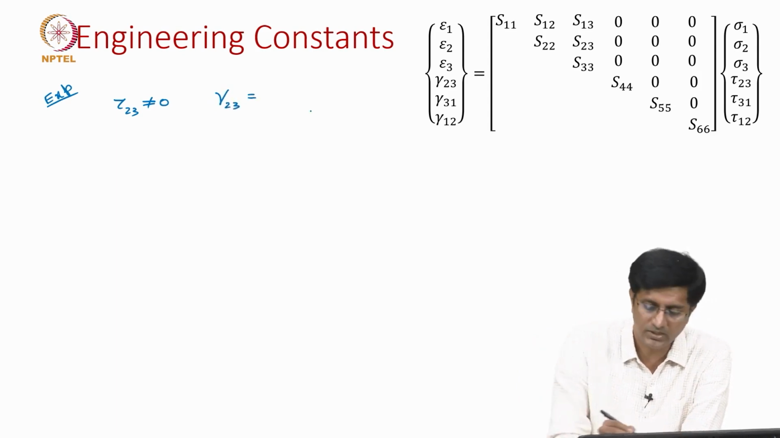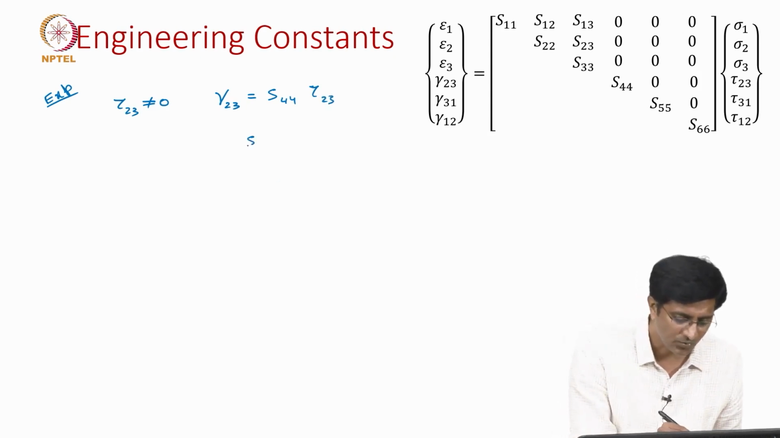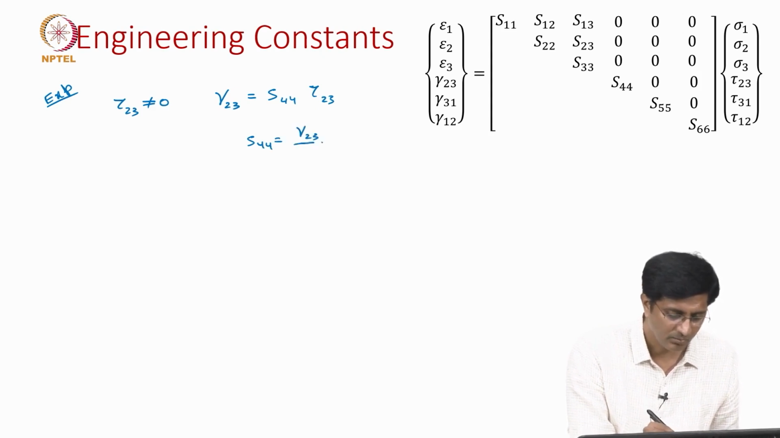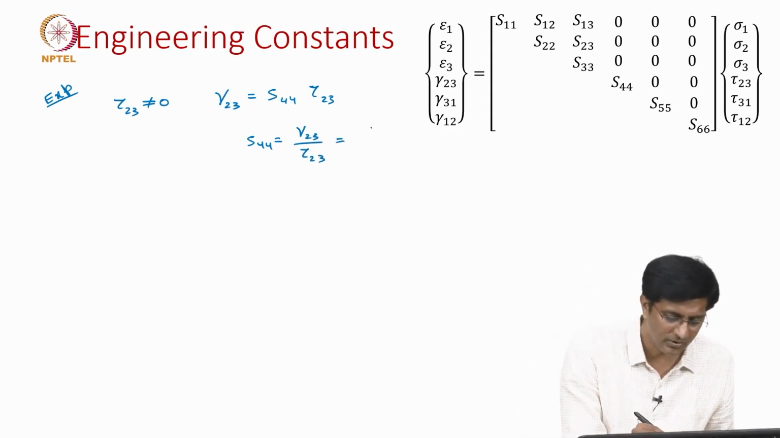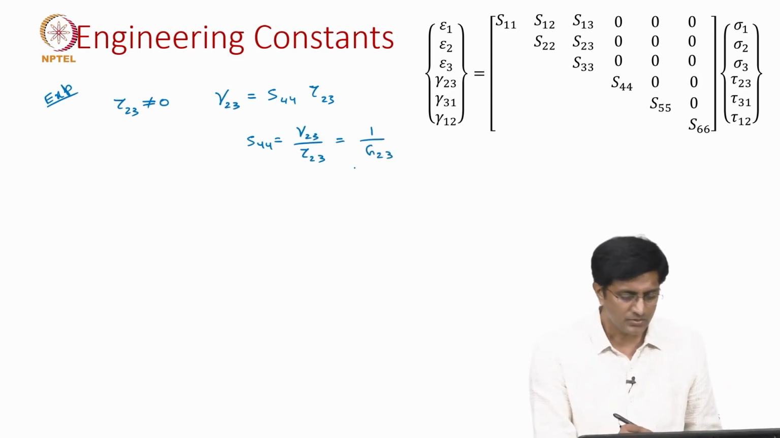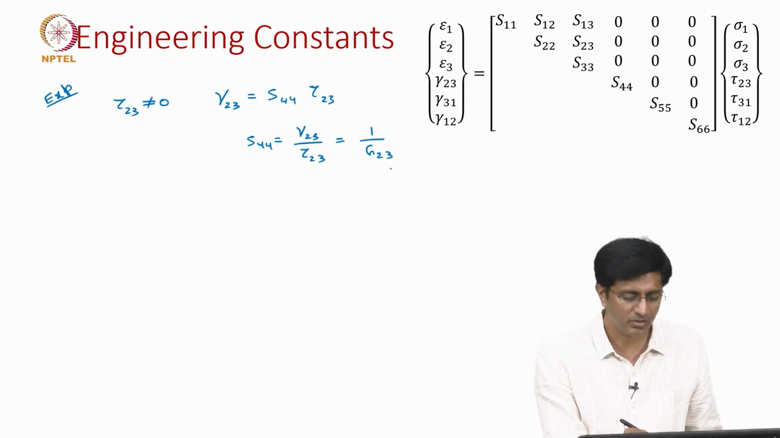Gamma 23 is written as S44 times tau 23, which means S44 is simply the shear strain gamma 23 by the applied shear stress tau 23, which we can replace with the shear modulus G23. So, here we have shown that S44 can also be written in terms of the elastic constant. In this case, it is the shear modulus G23.